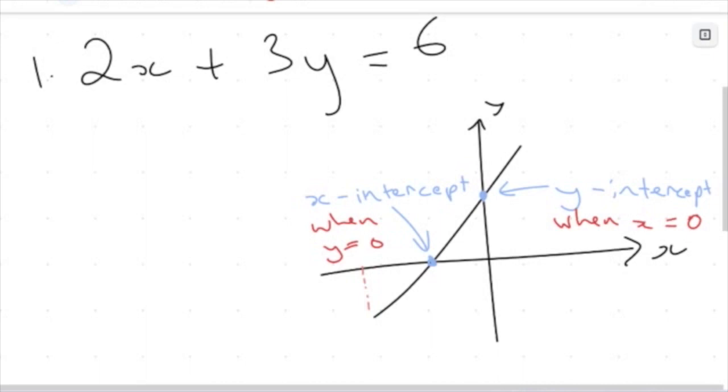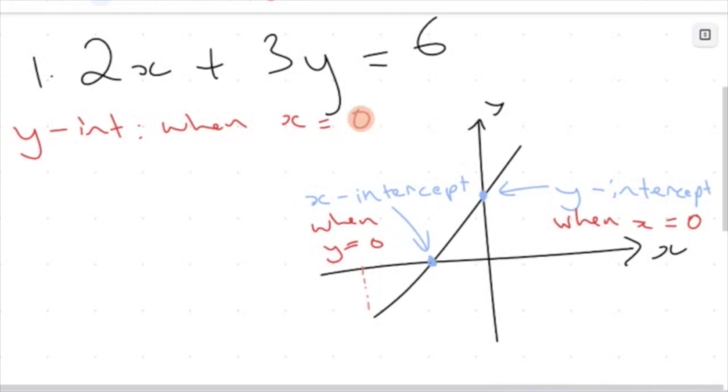Now I'm going to use these two ideas to find the x and the y-intercept of this linear relationship. And using that, I'm just going to draw a rough sketch of what this looks like. So let's start with what we're used to. Let's find our y-intercept. So our y-intercept occurs when x equals 0.